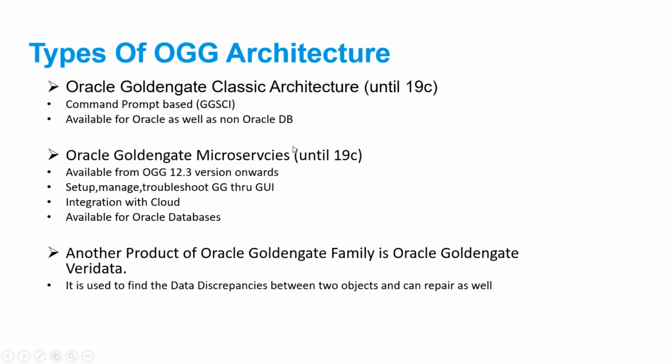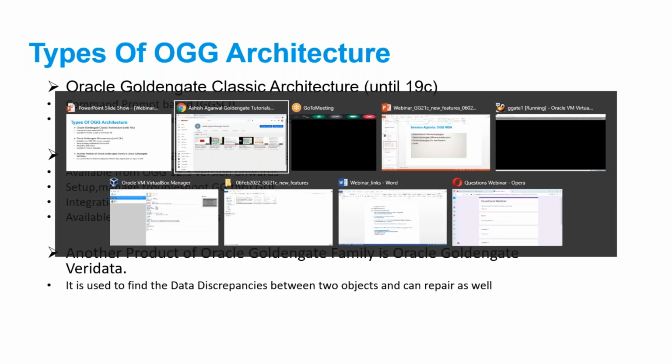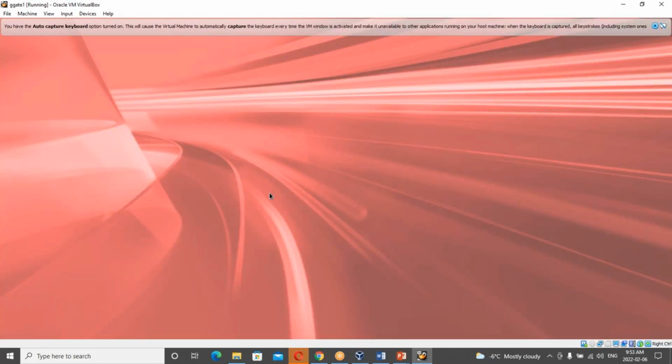Classic architecture is command prompt based architecture, GGSCI. For those who haven't seen a Goldengate environment, let me quickly show it to you. This is the virtual box which I have created.